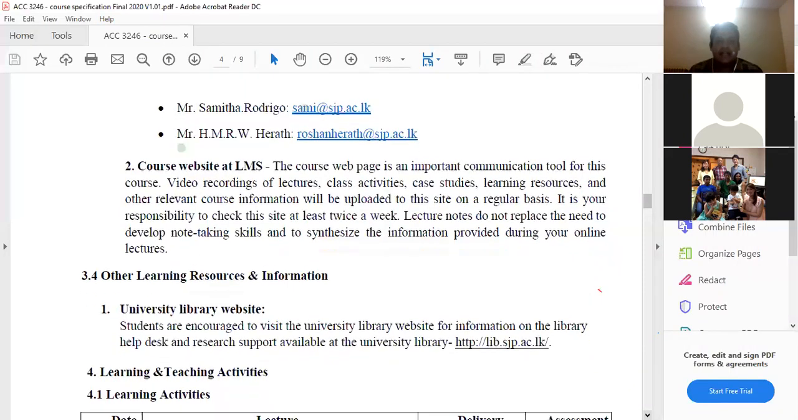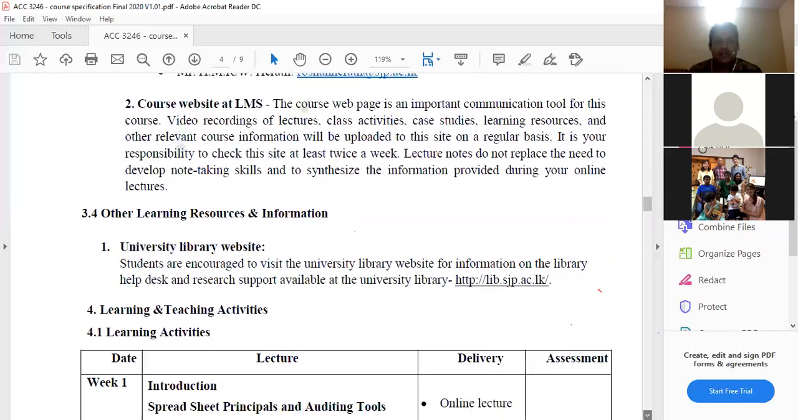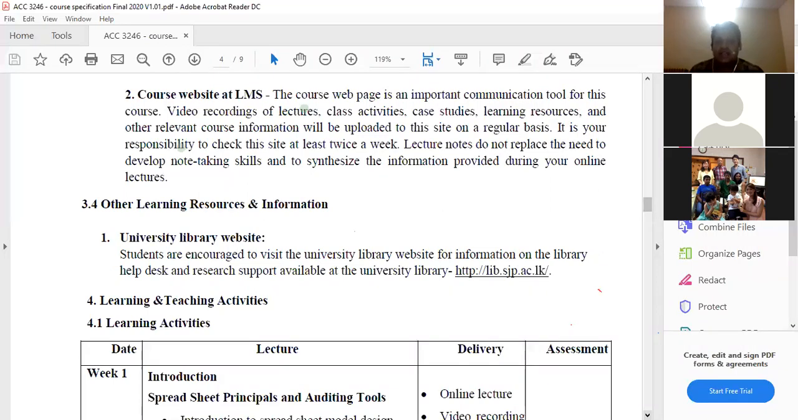Then the course website, that is the most important thing. You are expected to visit this LMS at least 2 times a week. It is your responsibility. Please keep yourself updated with whatever materials we make available there. Not only the lecture materials, but maybe the assessments as well. You would be having several assessments in this course. Later I'll be explaining that. You need to be quite up to date with the LMS. The class activities, case studies, learning resources, video recordings, everything we make available through the LMS. So make sure you keep in touch with that.